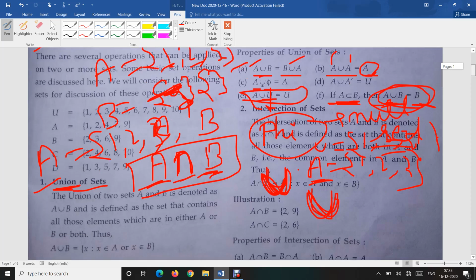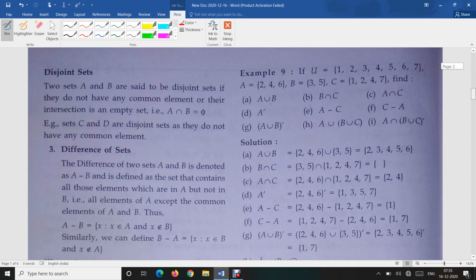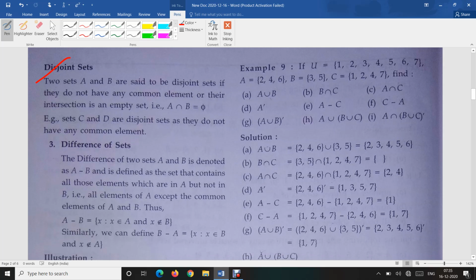Now let us move towards the next topic, which is disjoint sets. So what do you mean by disjoint sets? Again, suppose you have two sets, set A and set B, and you want to find out the disjoint set. It is just the opposite of intersection. In intersection you always find the common elements, but in a disjoint set there is no common element. There will be no common element in the sets.